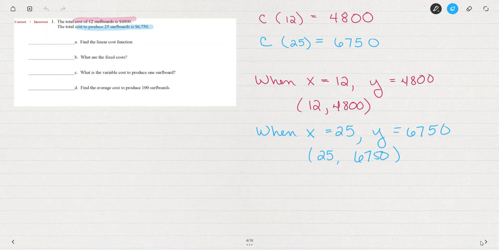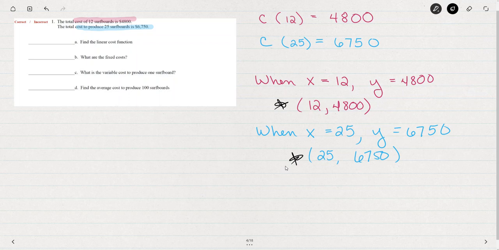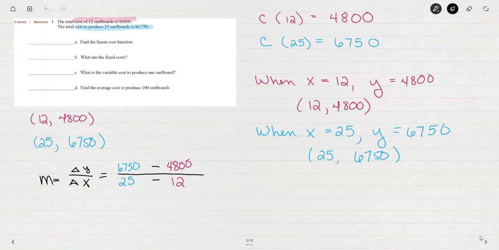Do you see what to do next if we want to get a cost function? Let me try to give you a little hint here. We have 2 points, 2 x's and 2 y's, and we want a cost function. C of x equals mx plus b. Does that look familiar? Y equals mx plus b. All we're going to do is find the slope, the m, and then use the points and the slope to find the b, the y-intercept.